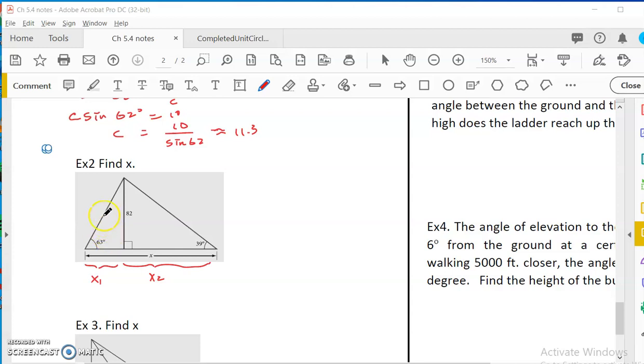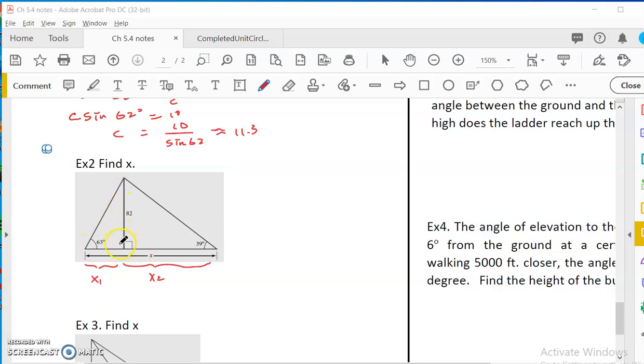Hello Precalculus student, this video is for chapter 5.4, right triangle trigonometry. We are using the SOHCAHTOA definition of sine, cosine, and tangent to find missing sides of a right triangle. Remember, it's a right triangle. And then we're doing the second example where we have two right triangles stuck together.